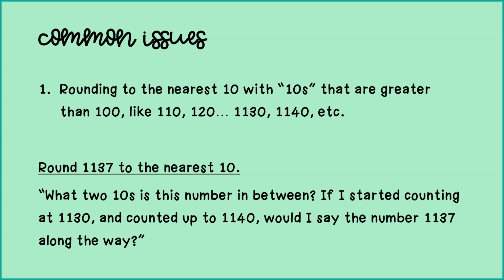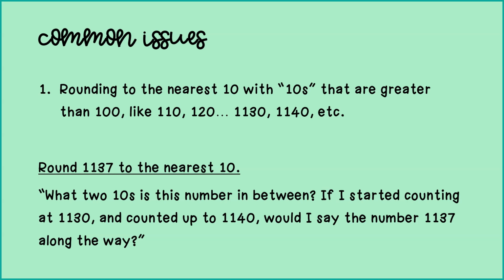Now, when I'm trying to get students to write the correct numbers onto their vertical number line, I might say, what 2 tens is this number in between? If we're looking at 1,137, I might say, what 2 tens is that in between? If they are giving me the correct answer, like 1,130 and 1,140, then I will ask them this question. If we count between those numbers, will we get to 1,137? They will say yes.